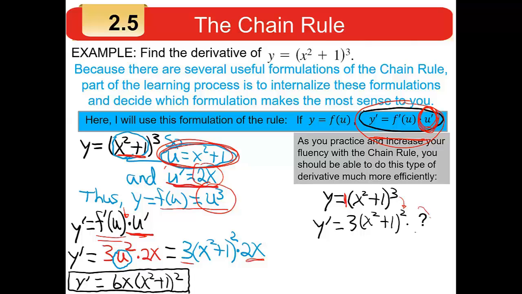So what is this question mark for? That question mark is just to indicate that I haven't done u prime yet. Well, what is u prime? Well, u prime is the derivative of the inside function, which is the x squared plus 1 part. And the derivative of that, which would be u prime, is just 2x. And then again, you can take the 2x times the 3 and make it 6x. And notice you get the same answer.